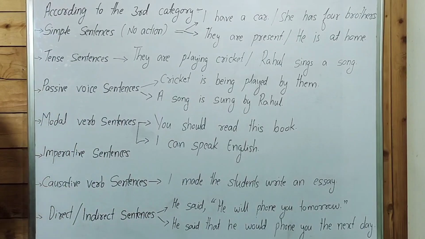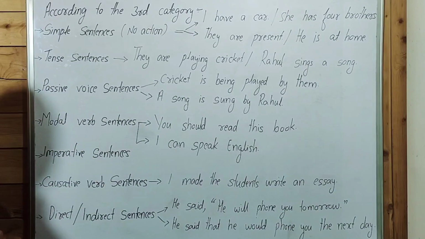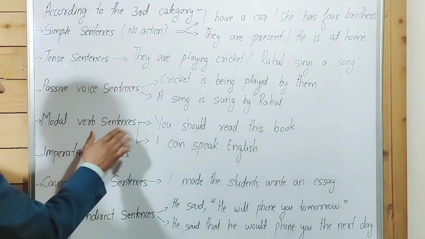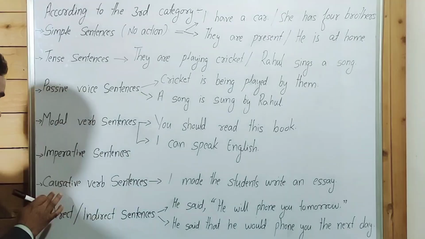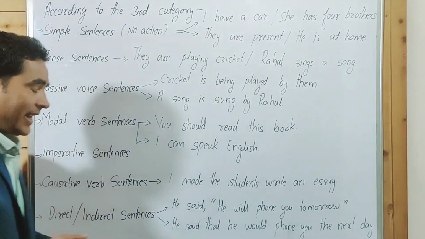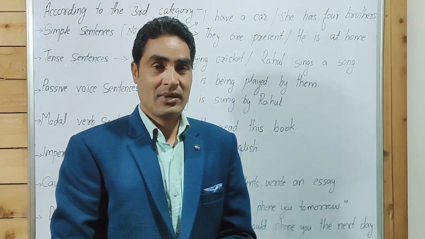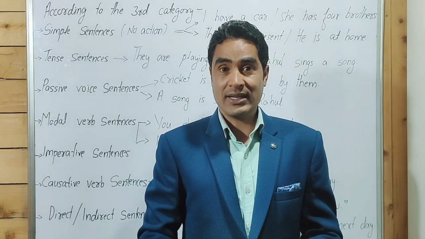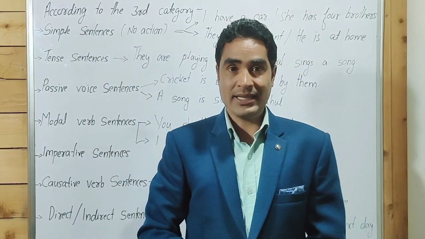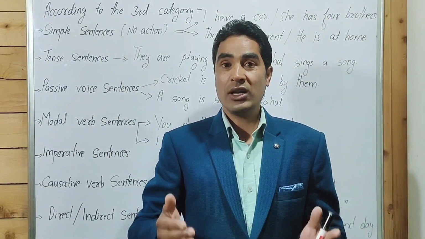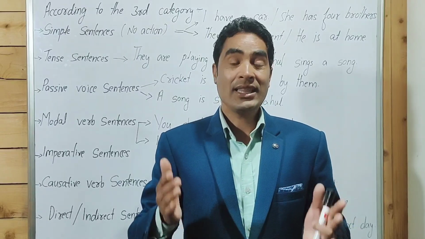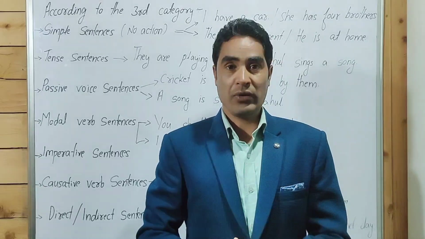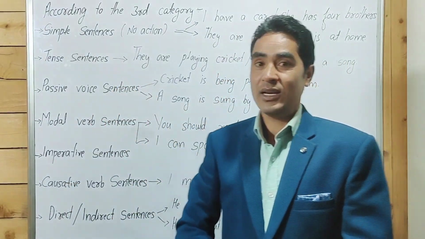According to the third category, we have 7 types of sentences: simple sentences, tense sentences, passive voice sentences, modal verb sentences, imperative sentences, causative verb sentences, and direct and indirect sentences. My dear friends, before teaching about this, I would love to tell you something. These topics are very lengthy, so it's impossible to cover all of them in one session. So today I would love to give you an overview of all these topics.